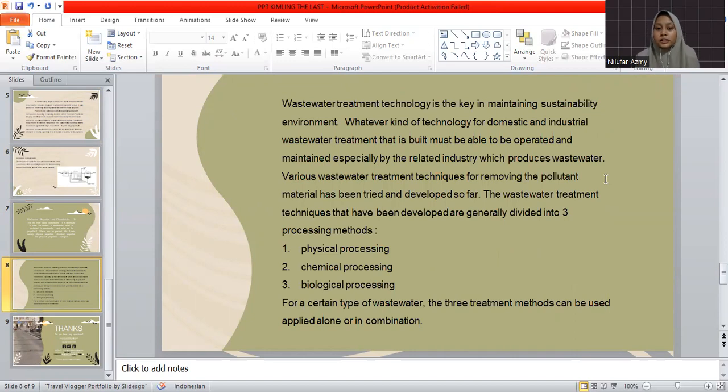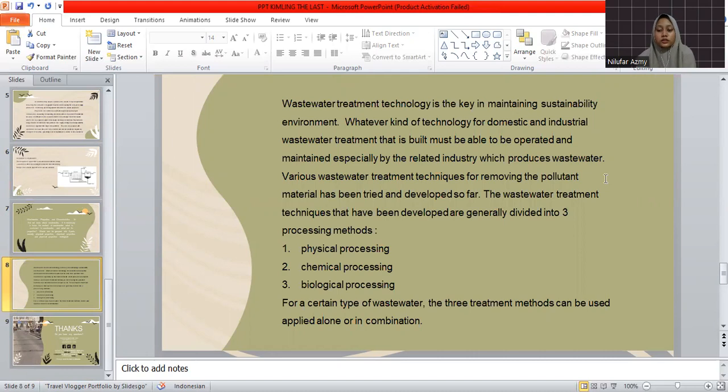Wastewater treatment technology is the key in maintaining environmental sustainability. Whatever kind of technology for domestic and industrial wastewater treatment that is built must be able to be operated and maintained, especially by the industry which produces wastewater. Various wastewater treatment techniques for removing pollutant materials have been tried and developed so far.